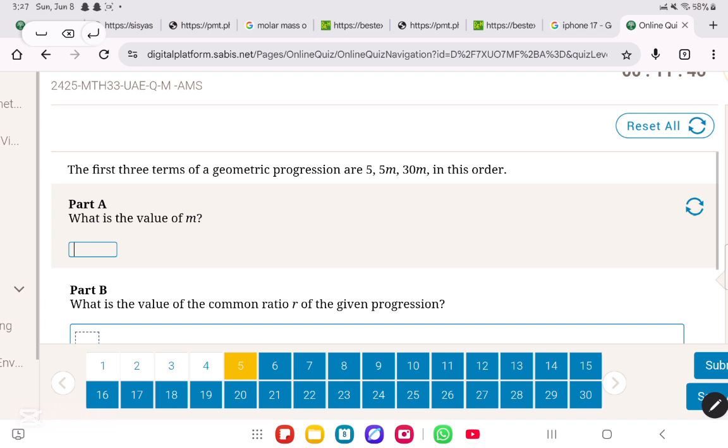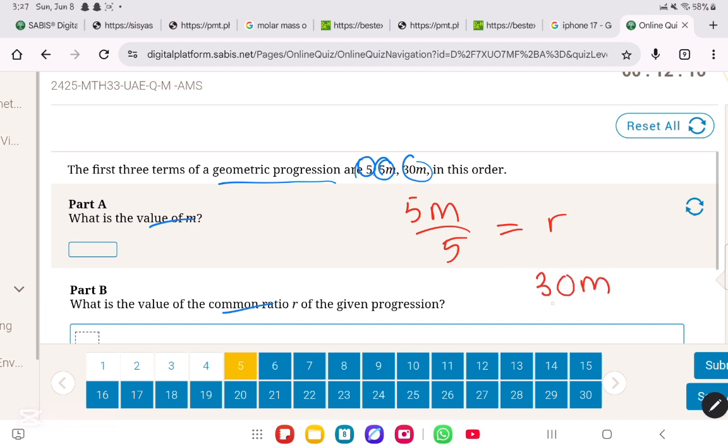The first three terms of a geometric sequence or geometric progression are 5, 5m, and 30m. They want to find the value of m and the common ratio. So what do you need to know? You need to know that the common ratio is equal to the second term, or the next term, divided by the first term. So in this case, you have 5m over 5. It could give us the common ratio. But what could also give us the common ratio? We can also find the common ratio by doing 30m over 5m. So this will give us the common ratio and this will also give us the common ratio.